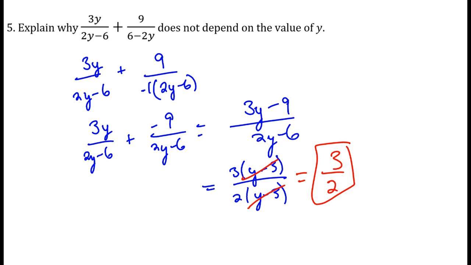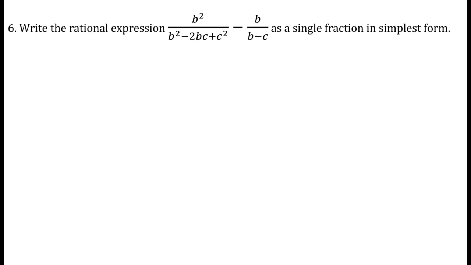Notice that I can't pick y equals 3. That's going to come back to us tomorrow. y cannot equal 3. If I pick 3, this expression is undefined. 3 is not in the domain of this expression. But I can pick any other number, and I'm always going to get 3 halves once I simplify it. So this does not depend on the value of y because it's always equivalent to 3 halves, and 3 halves clearly does not depend on the value of y.